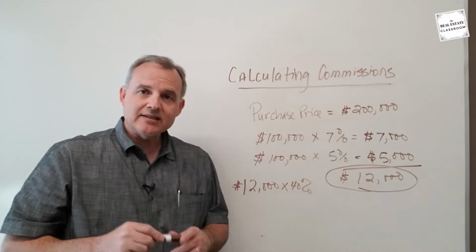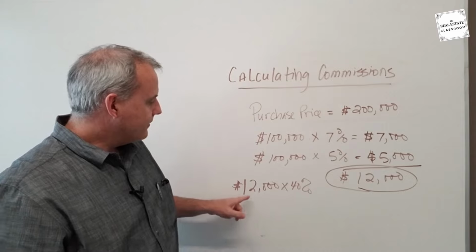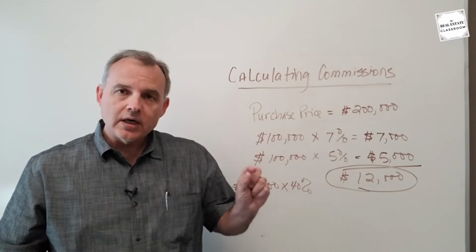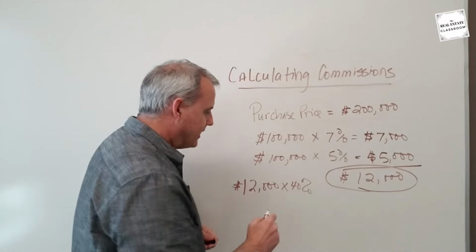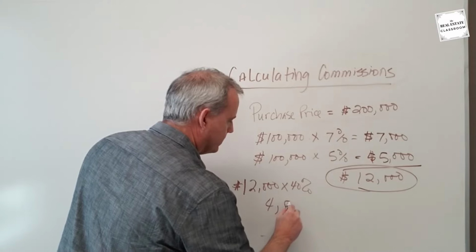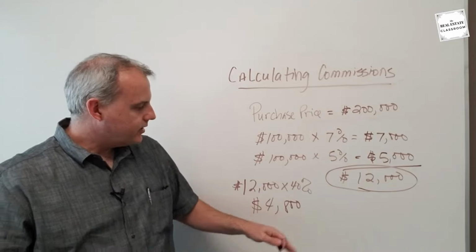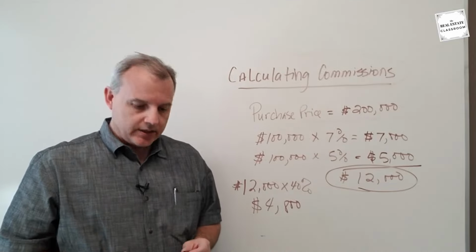So we're going to take $12,000 and multiply that by 40%. Now again, if you have a simple calculator, you're going to have to take $12,000 and multiply it by decimal 0.40. All right, and that should give us the cooperating broker commission, or the buyer's side commission, of $4,800.